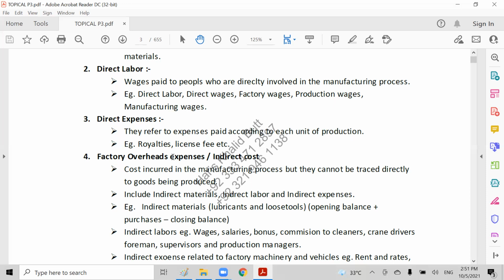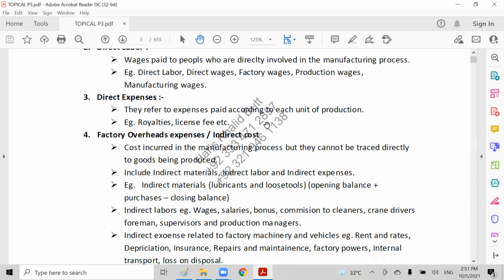रॉयल्टीज क्या होती हैं? अगर मैं कोई चीज ऐसी बनाता हूं जिसको कोई और बंदा इस्तेमाल करना चाह रहा है, तो उस बंदे को हमें पे करना पड़ेगा जिसकी वो इन्वेंशन है on each unit produced. That is also a direct expense. That will be a part of direct expense. तो हम direct expenses में ही उसको consider जो है वो करते हैं.